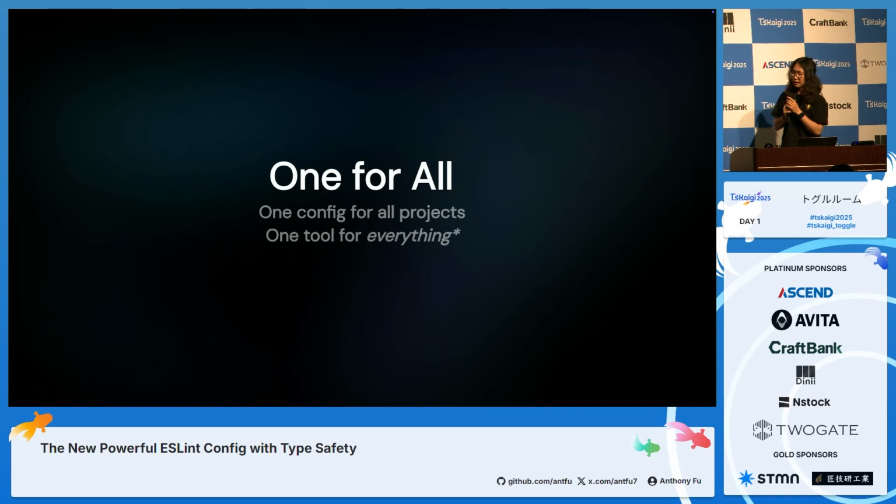And okay, to summarize today's topic, I would like to say that ESLint makes it possible to be like one for all in two aspects. You can have one config for all the projects that can adapt to different needs. And also you can have one tool for everything related to code checking and modifications.